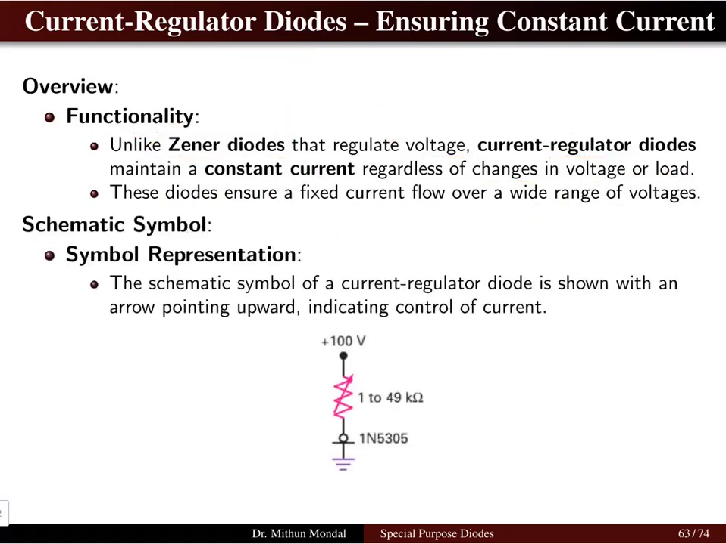The schematic symbol of the current regulator diode is shown by an arrow which is pointing upward. So you have a resistor symbol which has an arrow pointing upward, and it indicates the control of the current. So the variable resistor, which is 1 to 49 kilo ohms, is maintaining a constant current even though the voltage may change.